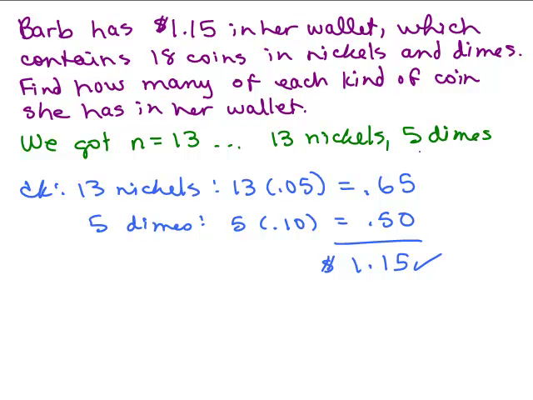Right? So now we're ready to just write the answer. Barb has 13 nickels and 5 dimes.